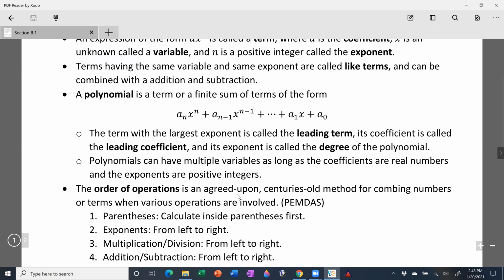Polynomials can have multiple variables involved as long as the coefficients are real numbers. So in this class, we don't deal with imaginary numbers. Maybe you recall that i number, the square root of a negative. We don't deal with imaginary numbers in this class, okay? So the coefficients are real numbers and the exponents are positive integers. An integer just means a whole number.